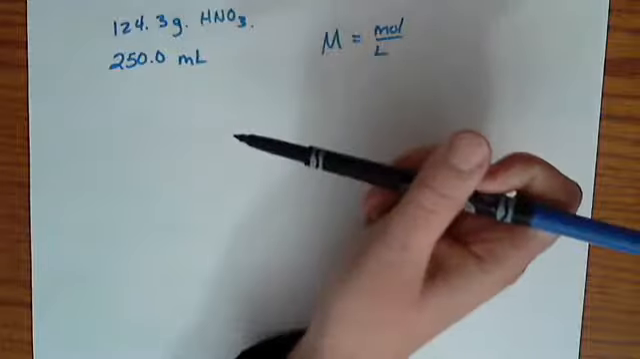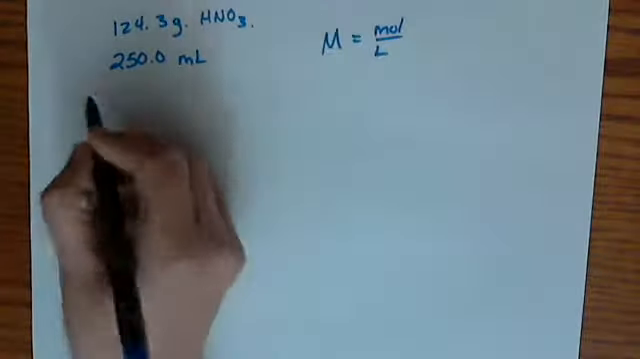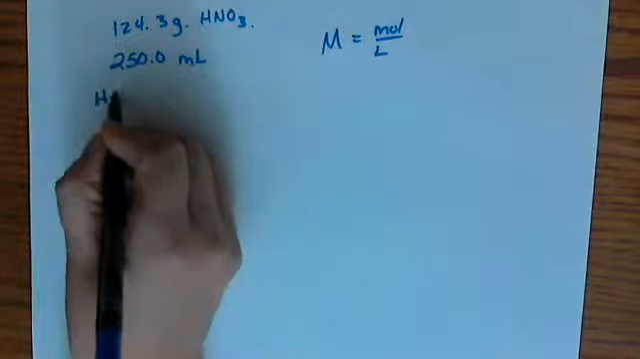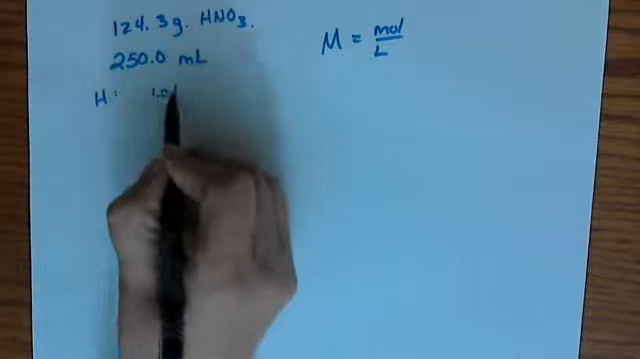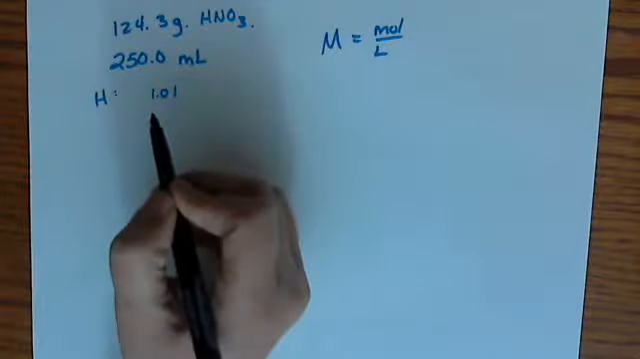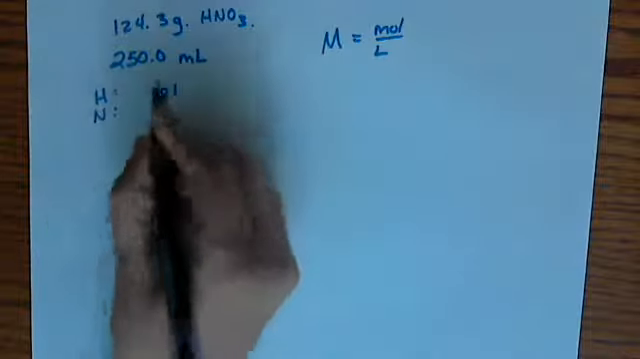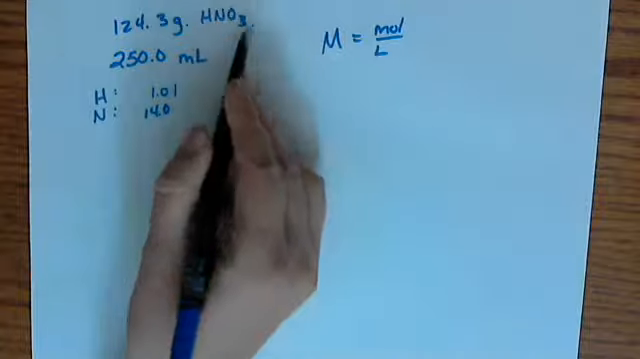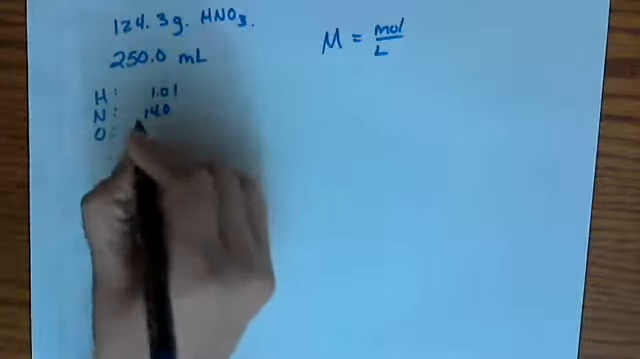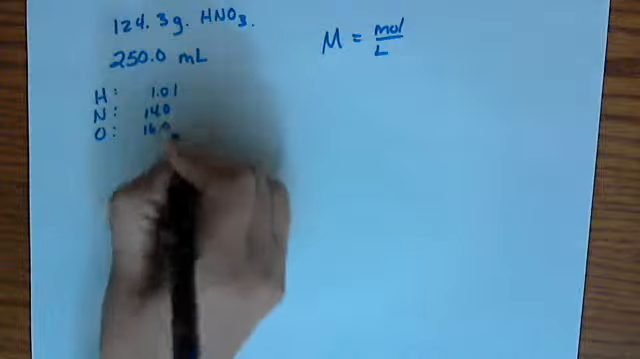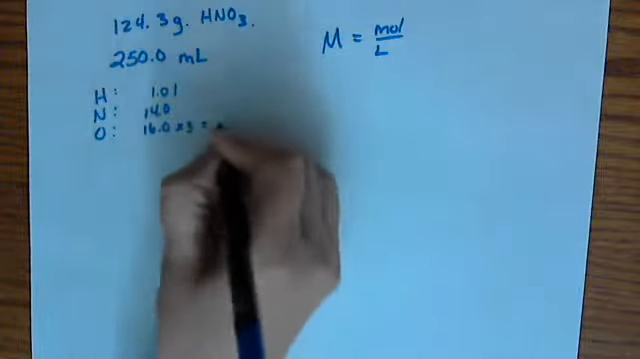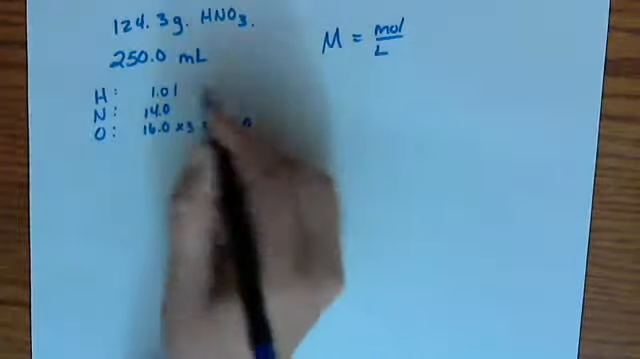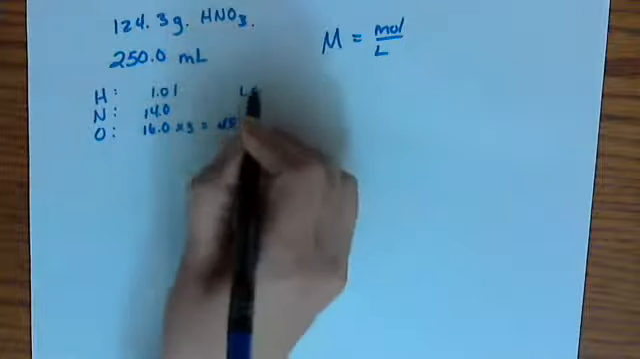So in order to find the number of moles of this from the number of grams, I'm going to have to find the molecular weight, and I do that by adding up the weights on the periodic table. I have one hydrogen, and each hydrogen is 1.01. I have one nitrogen, and each nitrogen is 14.0. And I have 3 oxygens, and each oxygen is 16.0. But I have 3 of them, so that's going to be 48.0.